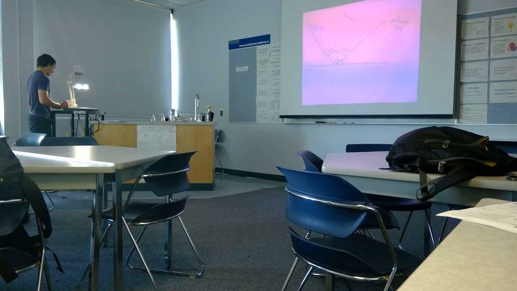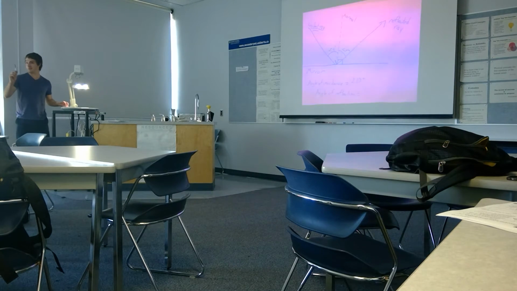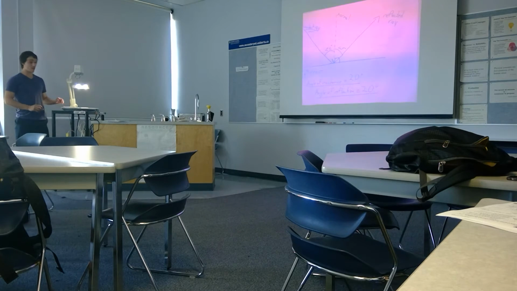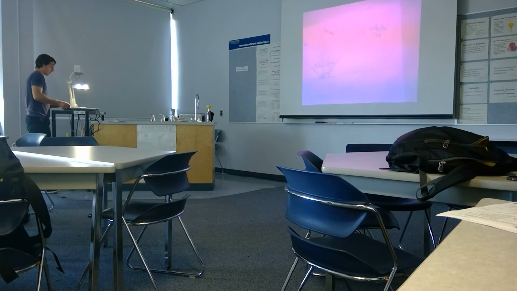All right, so we got everything labeled. Now, if angle of incidence is equal to 20 degrees, the angle of reflection will be equal, so 20. Perfect. We're going to go over some more examples of that later in class, but we're going to move on from this.